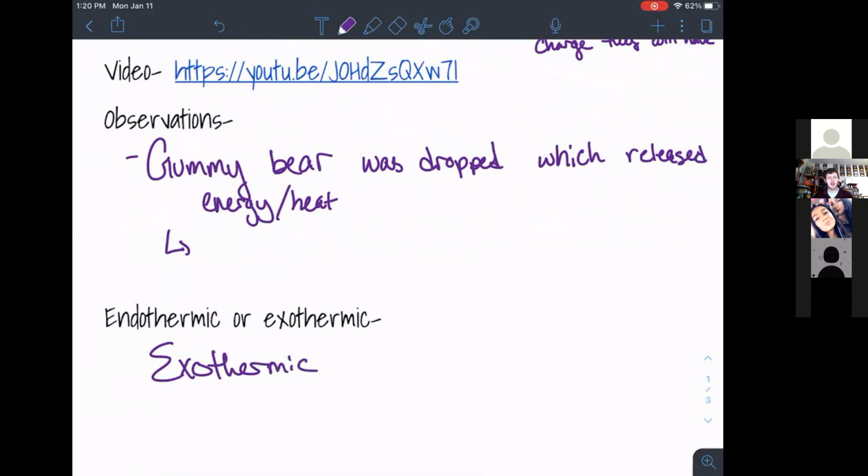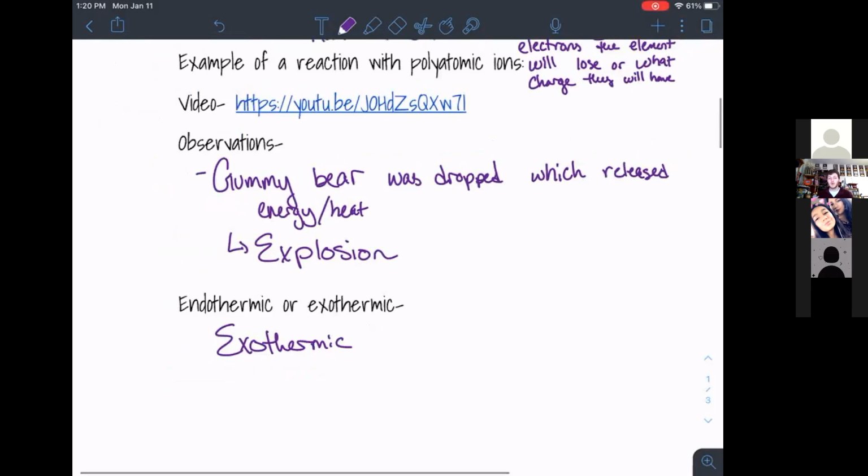And what do we see to make sure that we knew a reaction was happening? What did it look like? Explosion. An explosion happened. And so we know that we saw that explosion, we saw that heat or energy being released, which told us that a reaction happened during this, and we know that it was an exothermic reaction. So this is one of the many examples of polyatomic ions forming this reaction. So you guys saw a polyatomic ion, specifically potassium chlorate.